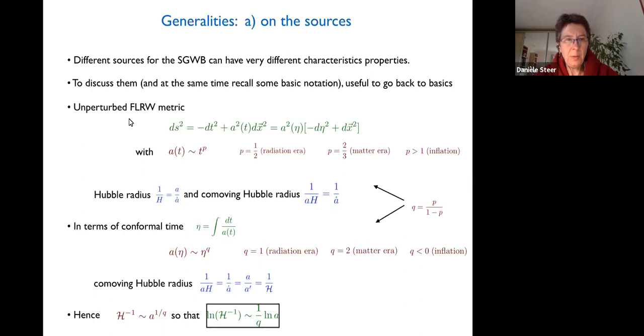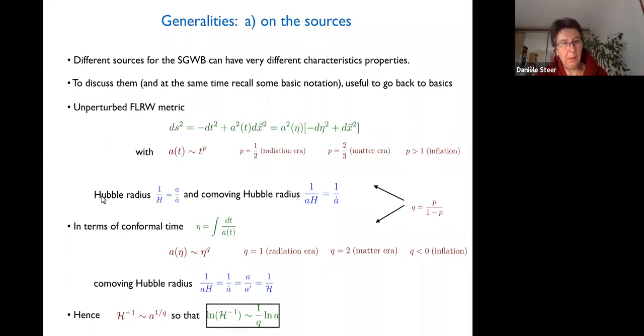So on Tuesday, we already wrote down the unperturbed Friedmann-Lemaitre-Robertson-Walker metric, either in terms of time, t, with scale factor a(t), or in terms of conformal time, eta, multiplied by the flat Minkowski metric. Now, in a simpler case we'll consider, the scale factor goes as a power law, t to some power p. Then I think you'll know that p is equal to 1/2 in the radiation era, p is equal to 2/3 in the matter era, and to have accelerated expansion, so inflation, p has to be bigger than 1.